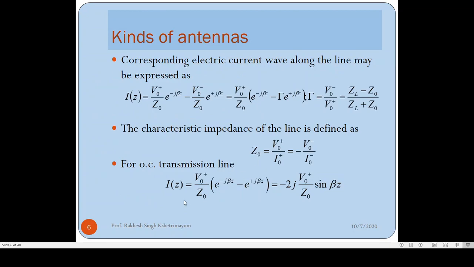So in the open circuited case, ZL will become infinite. So (ZL minus Z0) by (ZL plus Z0) will become 1. In that case, the reflection coefficient will become 1. So now this gamma here will become 1 when you have an open circuited transmission line. So the expression you have for I(z) will be V0 plus by Z0 times [exponential of minus j beta z minus exponential of plus j beta z]. This you can express in terms of a sine function. So it becomes minus 2j V0 plus by Z0 sine beta z. So this is the expression for the current flowing in an open circuited transmission line.